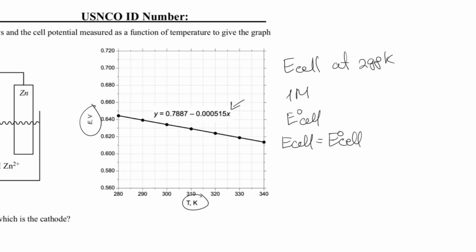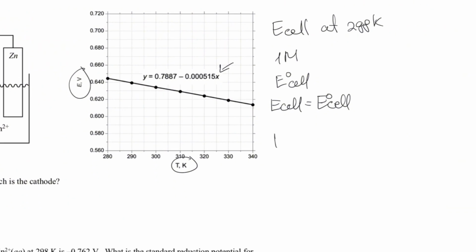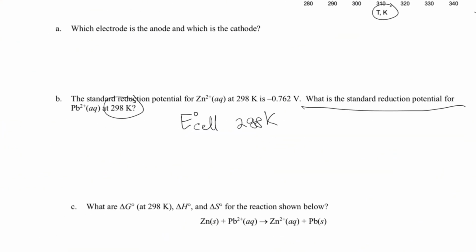Okay, now we're going to use the line equation. E will be equal to 0.77887 minus 0.000515 times x, and instead of x, we're going to plug in our temperature, which is 298 kelvins. That means our cell potential, which is equal to the standard cell potential, will be equal to 0.635 volts.